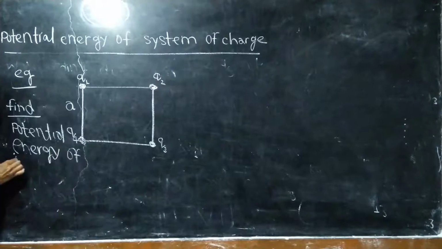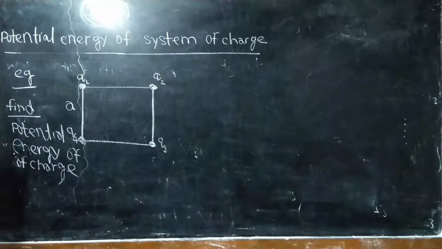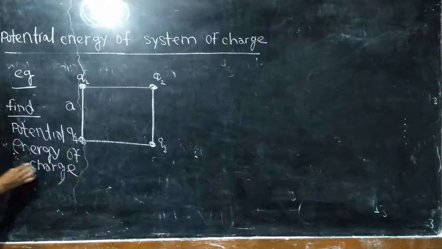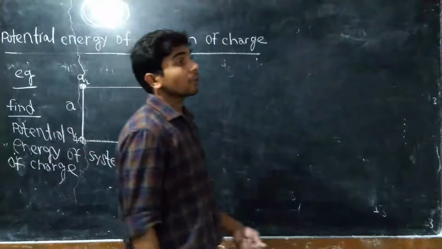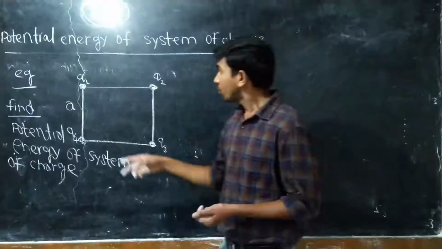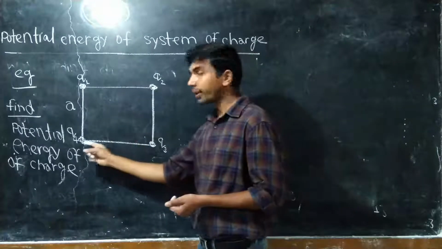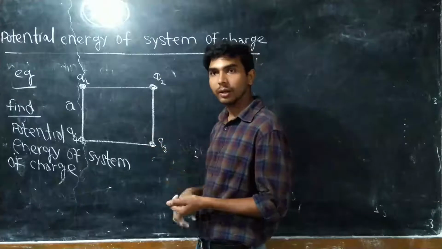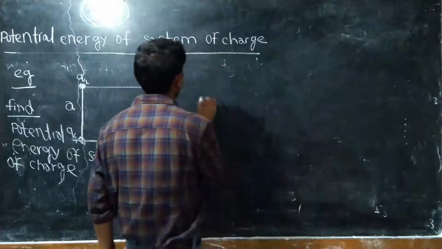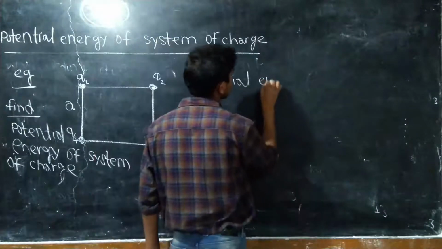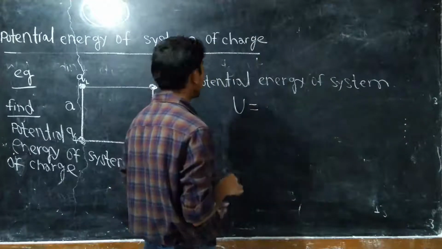Potential energy of system of charge. Okay, so now again I'm going to do the same thing. 1 pair, 2 pair, 3 pair, 4 pair, 5 pair, 6 pair. So 6 pairs, that means 6 terms will come. So now we can write here potential energy of system is U, and that U is like this.